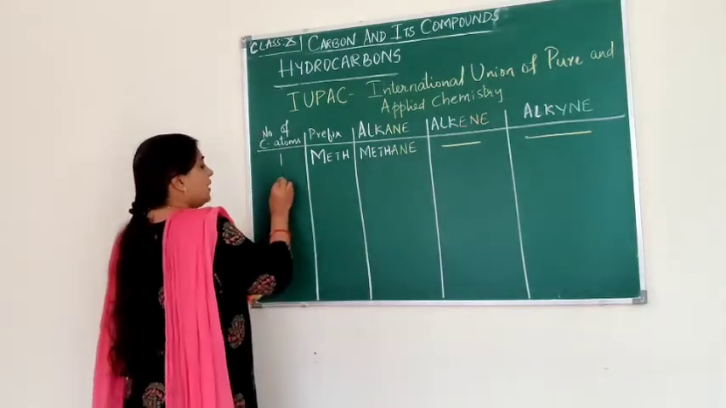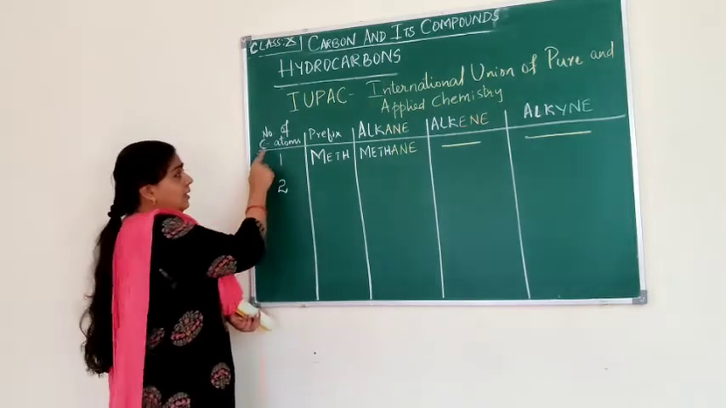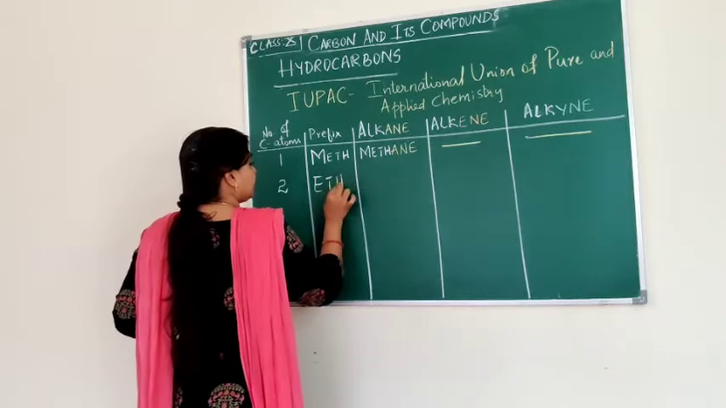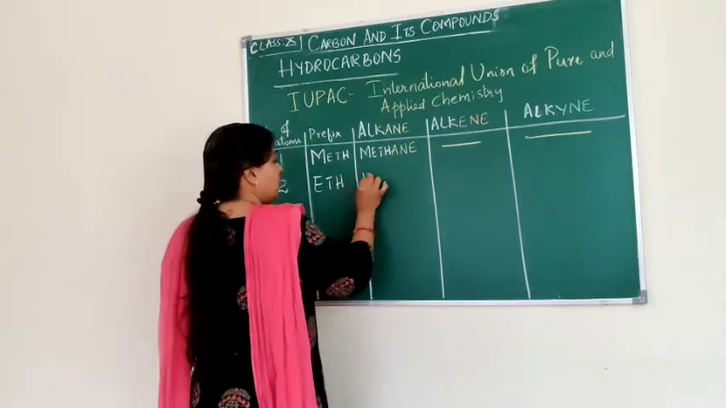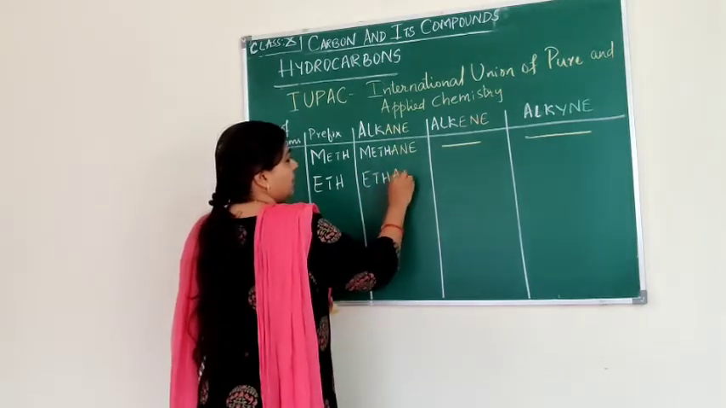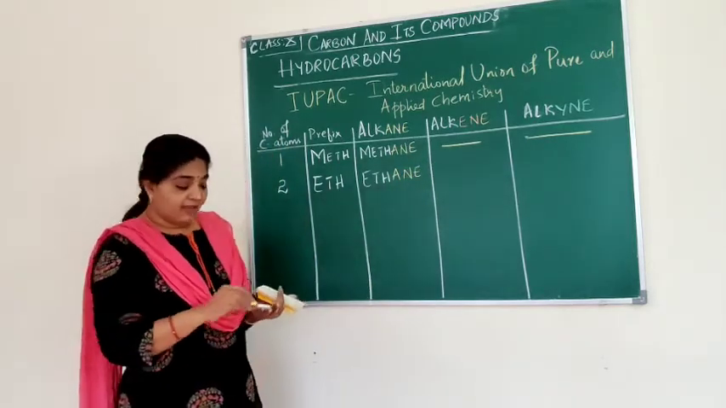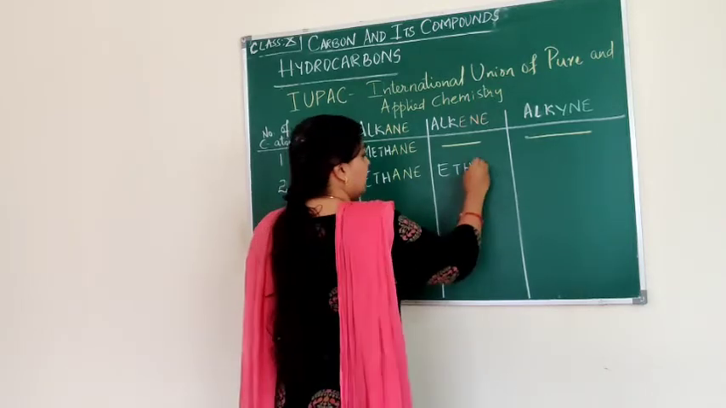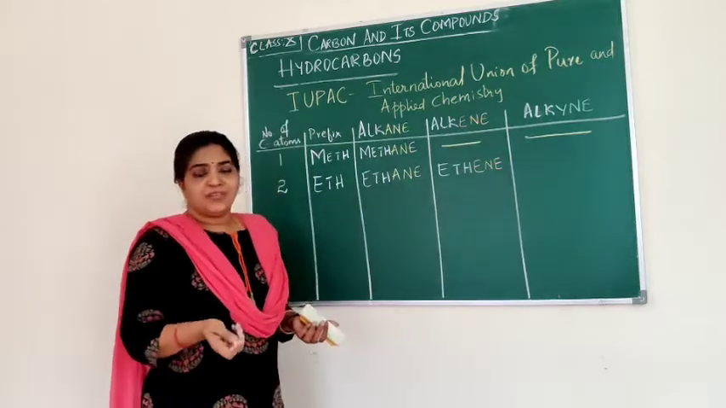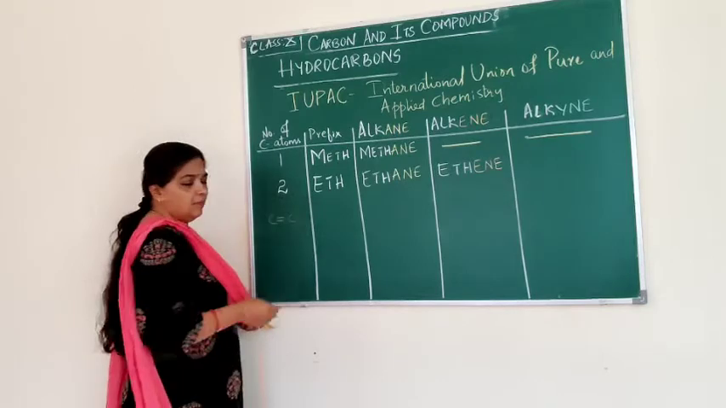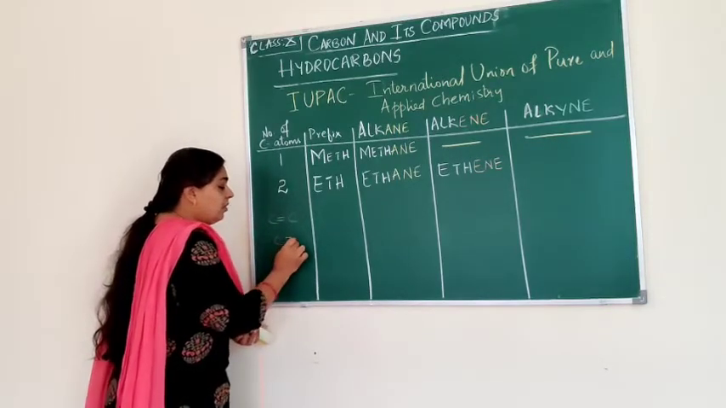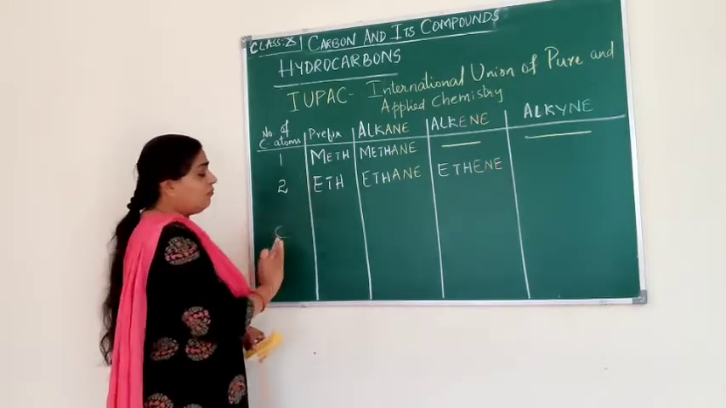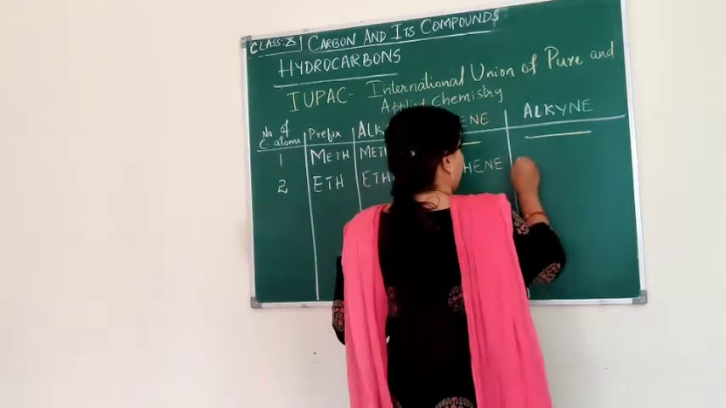Now if it is 2 carbon atoms, this is not a serial number, it is the number of carbon atoms. If it has 2 carbons, then it is eth. So I'll write eth and I'll write the suffix and you get ethane. Next, here I can write ethene, because 2 carbon atoms are there, so it can form a double bond, right? And again it can form a triple bond also, because 2 carbon atoms are there. Whereas methane has only 1 carbon, so it cannot form alkene or alkyne group.